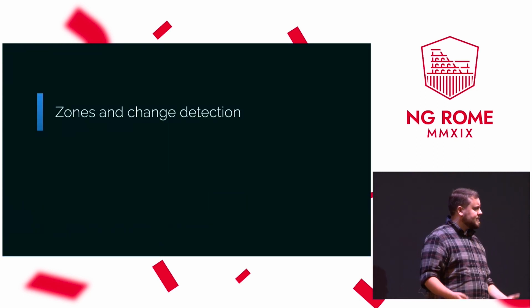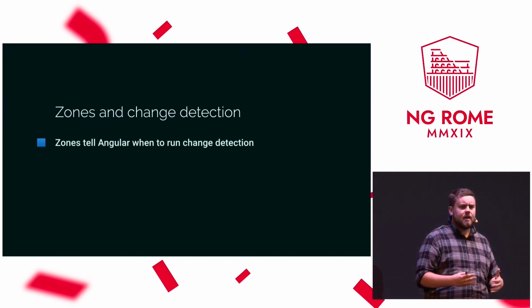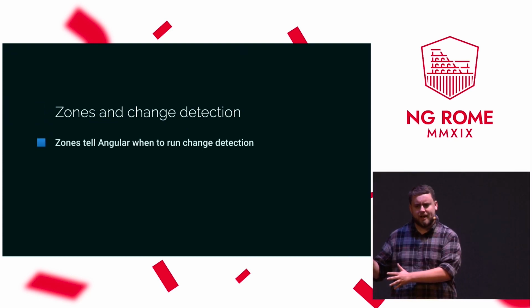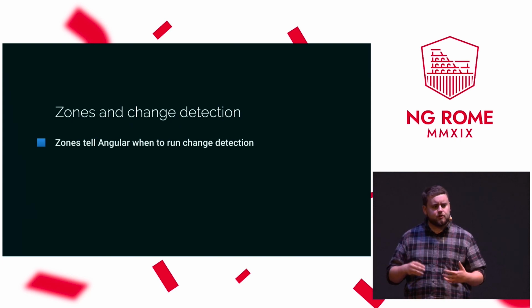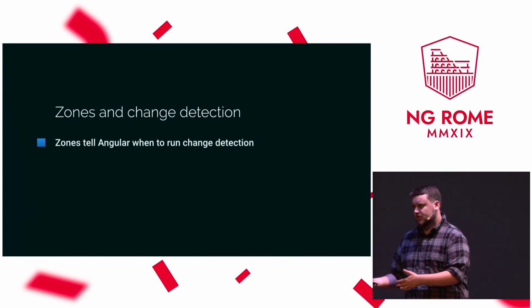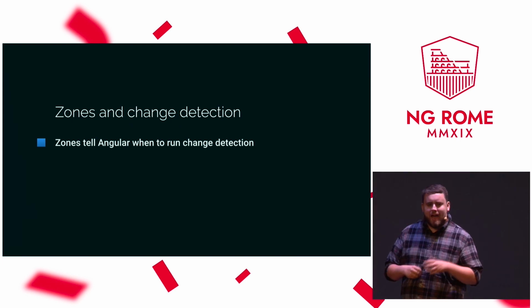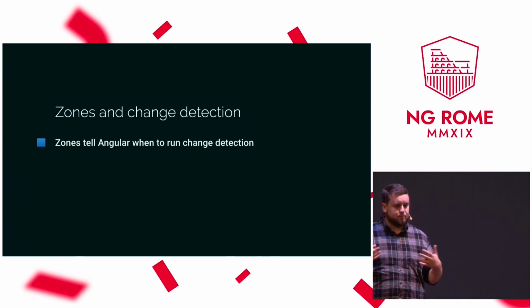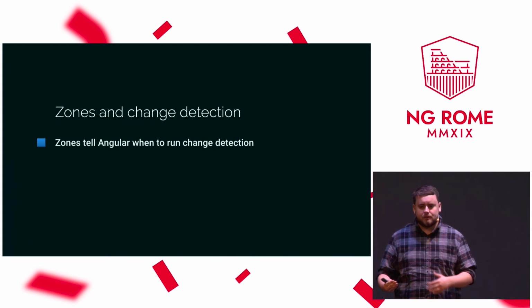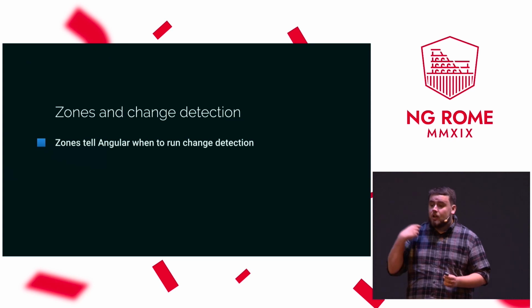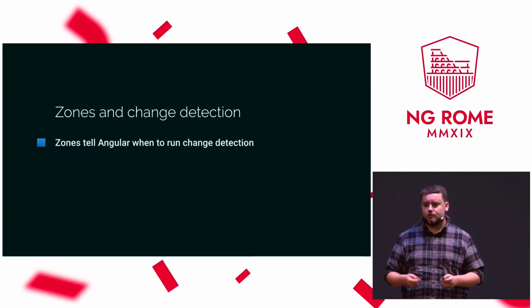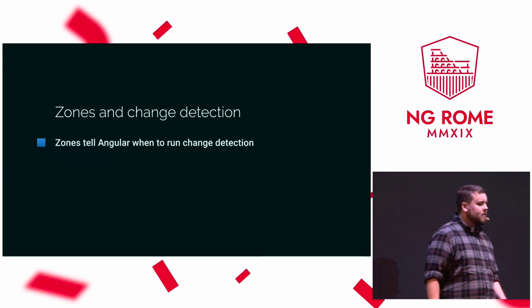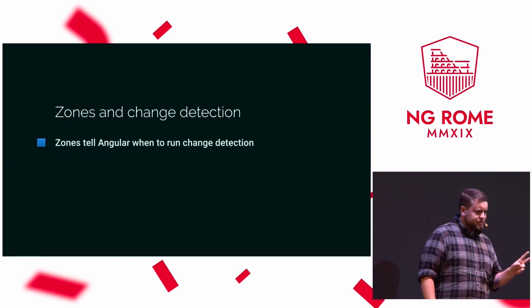So what do zones have to do with change detection? It's kind of a misconception, but zones aren't actually a part of the change detection mechanism. Instead, they instruct Angular when to run change detection. And they do this by patching all the asynchronous APIs in the browser. And when your code interacts with those APIs, zones tell Angular, hey, it's time to walk that tree and perform change detection. But there are two downsides to this approach.